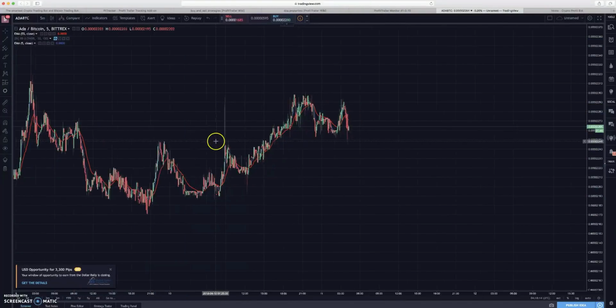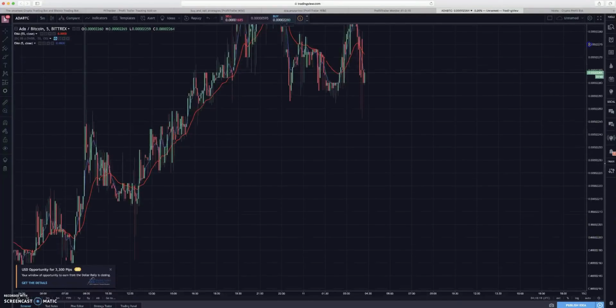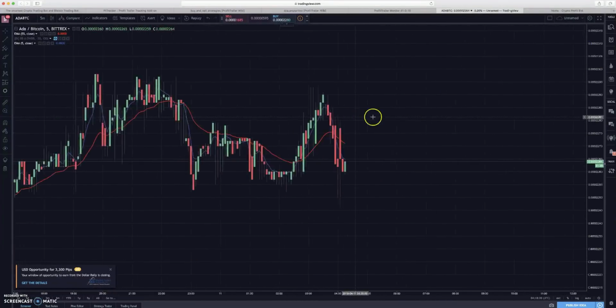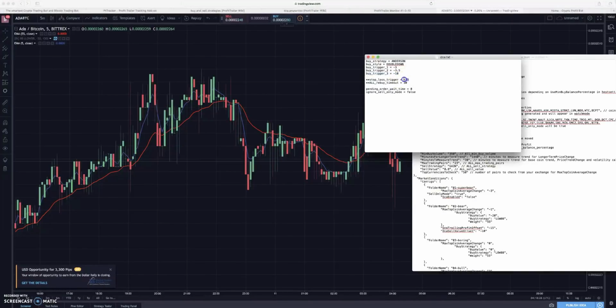I don't want this bag anymore. It was a fun ride while it lasted, but I don't want it anymore. And that's my outlook on my DCAs. And then I have the stop loss trigger at -15%.